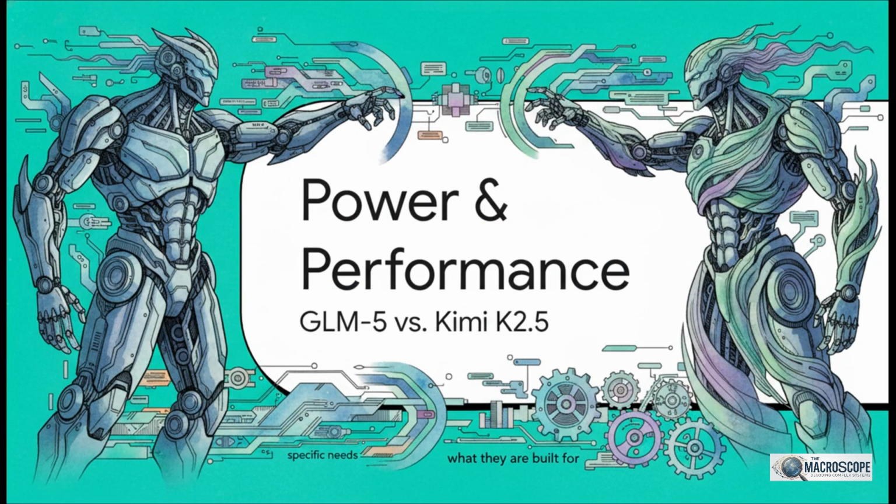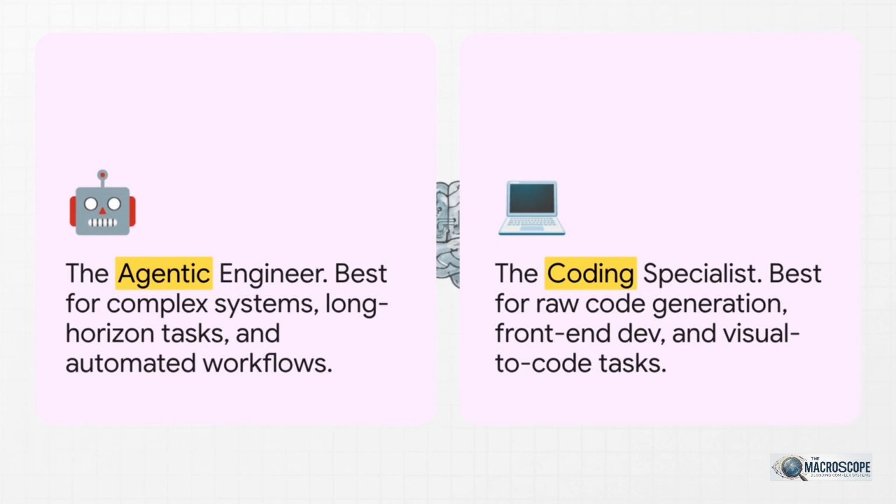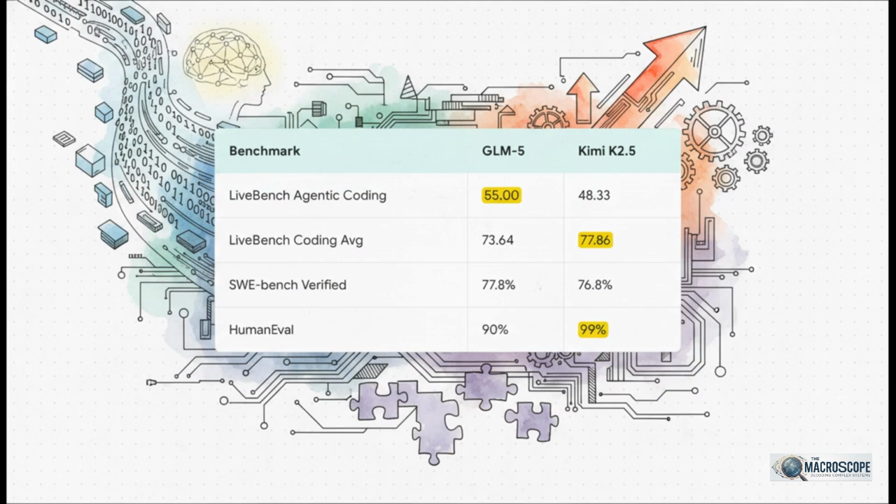The question here isn't just which model is better, it's which model is better for you. Okay, I love how this slide frames it because it gets right to the point. Think of GLM 5 as your agentic engineer. It's like an architect. It's built for those really complex, multi-step projects that need a lot of planning and thinking ahead. It basically acts like a little autonomous agent trying to solve big engineering problems. Now, Kimi K 2.5, that's your coding specialist. It's the master craftsman. It is just brilliant at raw code generation, especially when it comes to front-end work and visual tasks. And the data backs this up perfectly.